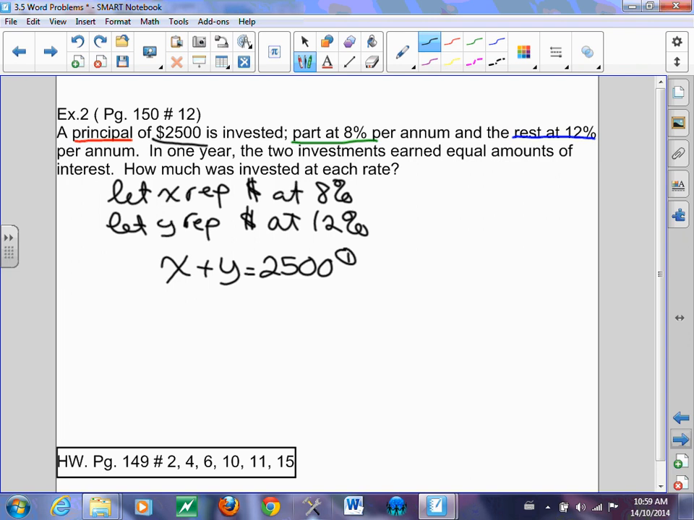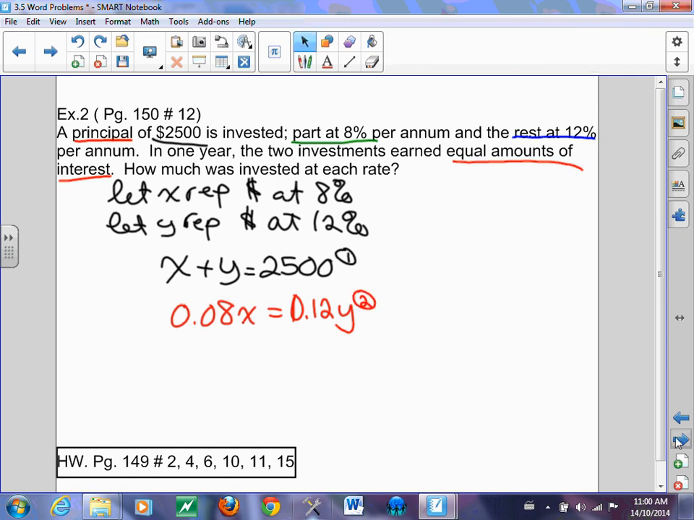The second equation is a little tricky. And it has to deal with realizing that they have equal amounts of interest. Okay? So how much interest was at the first one? So for 8%, that's going to be 0.08x, because that was the first pot, equals the second pot of interest, which is at 12%. So 0.12y. Okay? And that is my second equation.